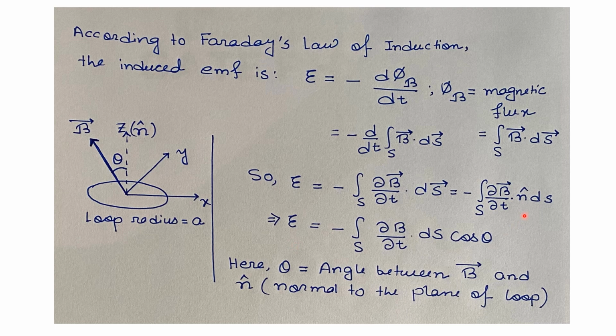So if we write this dot product in terms of the magnitudes of these two vectors and the angle between them, then we can write it as E equals minus the surface integral of del B by del t dS cos theta, where theta is the angle between this B vector and n cap vector.